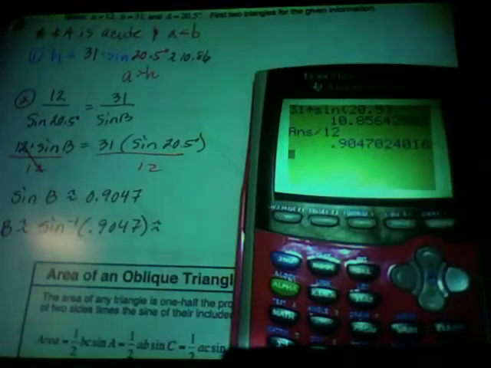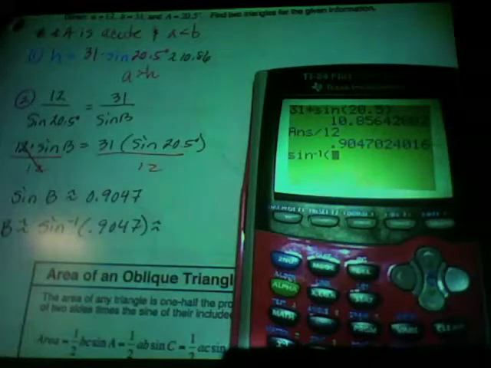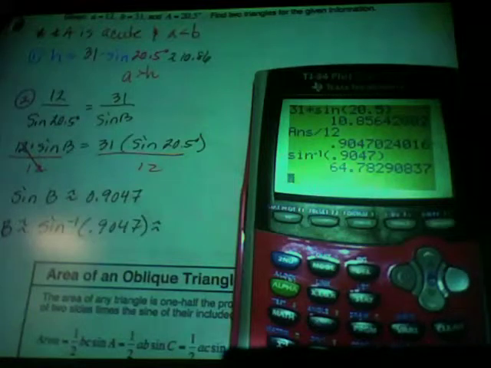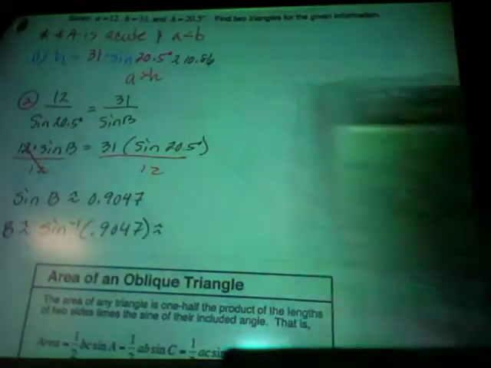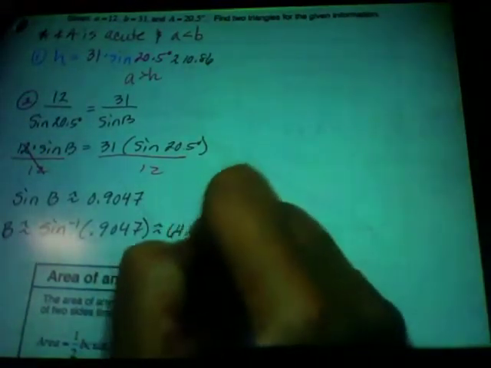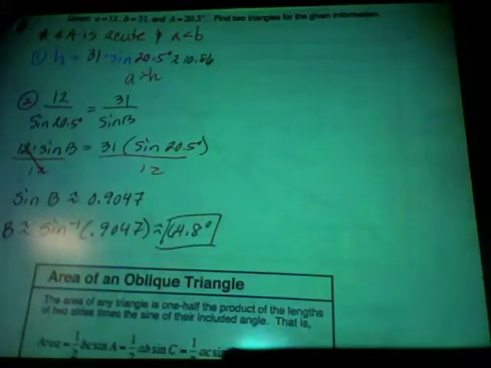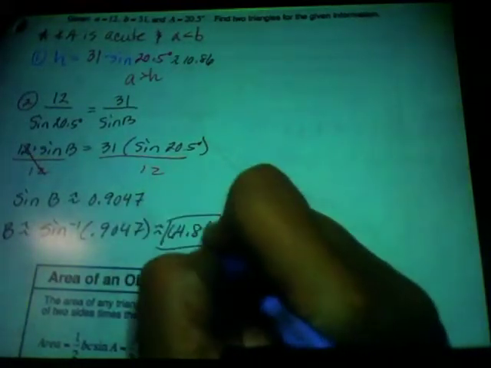Then in your calculator to find b, you wanna do the inverse sine of 0.9047. Whoops. And so then here, inverse sine. What do I get? 64.8 degrees. But that's really only for b sub 1, because remember, we have two different answers. So this is for angle b sub 1, because that's one possibility.